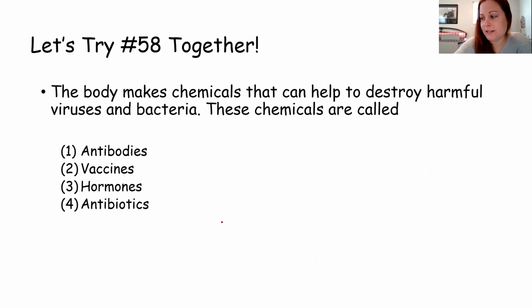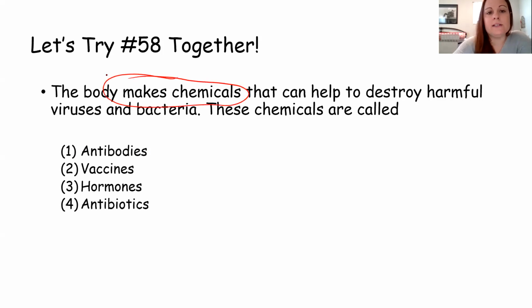Okay, so that brings us to the end of the last section of topic 2. I want to try number 58 together. And this is number 58 on page 37. So number 58 says that the body makes chemicals that can help to destroy viruses and bacteria. These chemicals are called 1, antibodies, 2, vaccines, 3, hormones, 4, antibiotics.